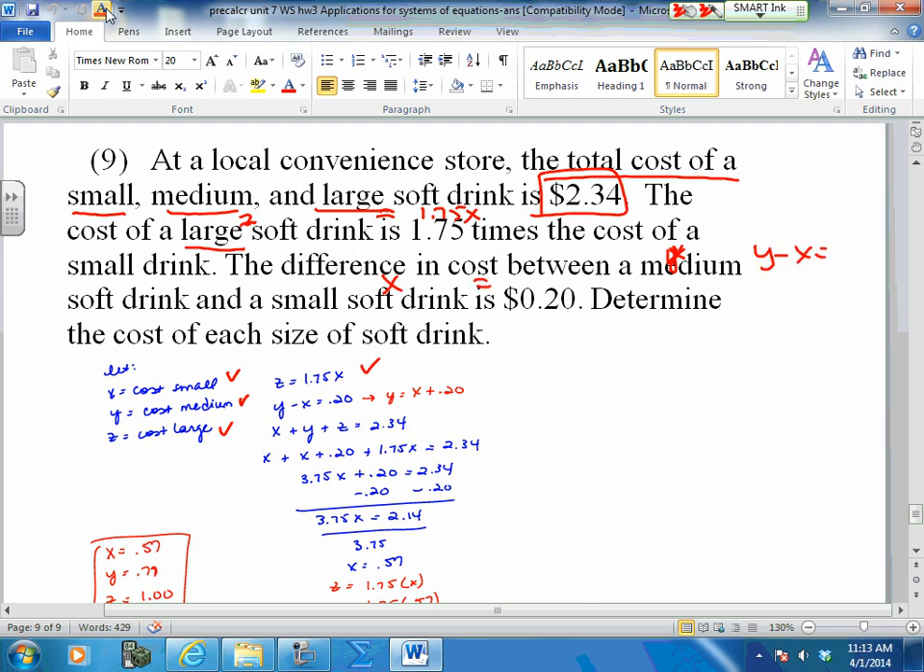And doesn't that make sense? The difference between a small and a medium, like 60 cents versus 80 cents. So now you've got that one. Determine the cost for each. Now we've got two already. Z is equal to 1.75x, and Y minus X is equal to 20 cents. We need the third, which is right up here. So you're going to say the cost, because you only bought one of each, so it's 1 times X, 1 times Y, 1 times Z: X plus Y plus Z equals 234.